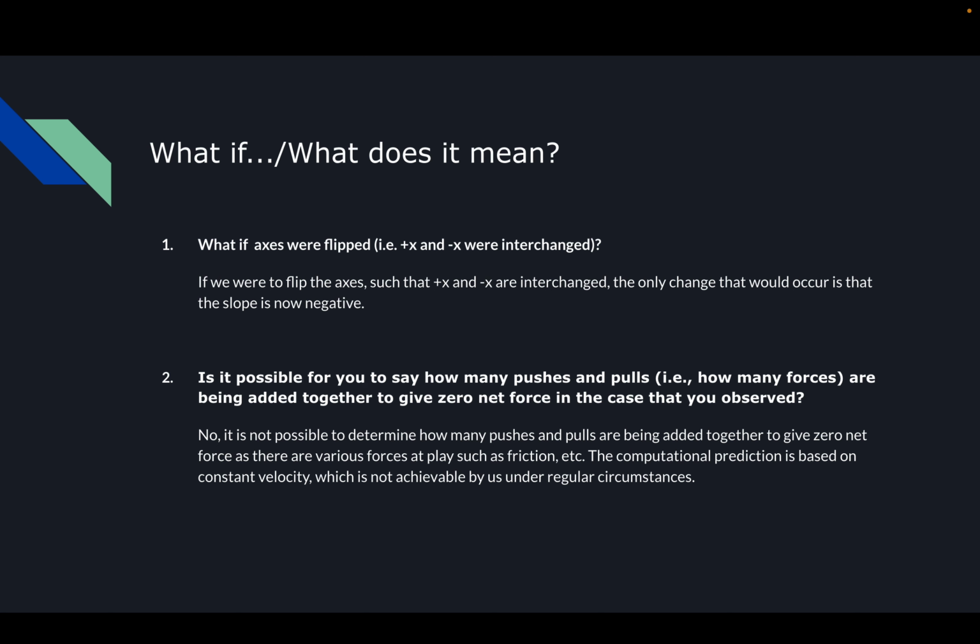Is it possible for you to say how many pushes and pulls are being added together to give zero net force in the case that you observed? No, it is not possible to determine how many pushes and pulls are being added together to give zero net force, as there are various forces at play such as friction, air resistance, etc. The computational prediction is based on constant velocity, which is not achievable by us under regular circumstances.